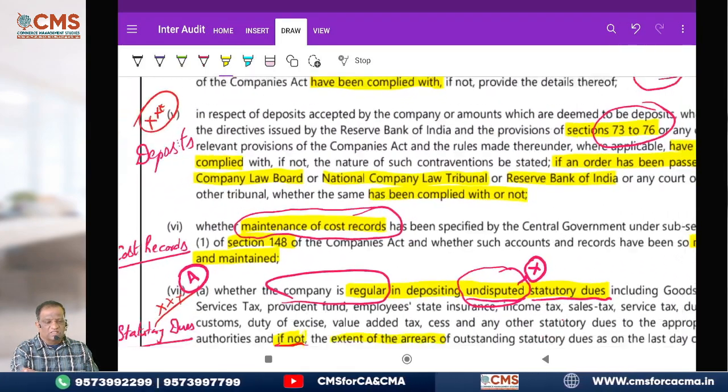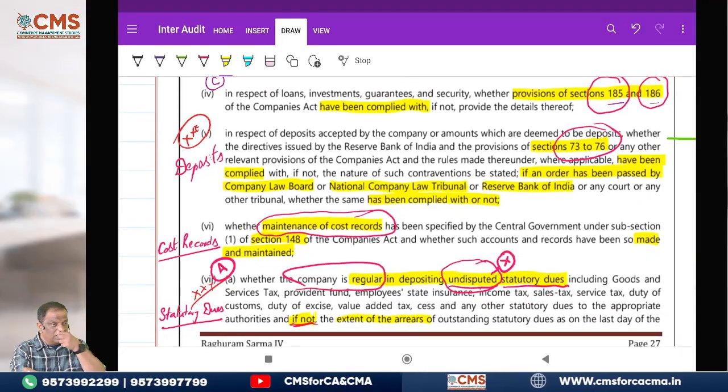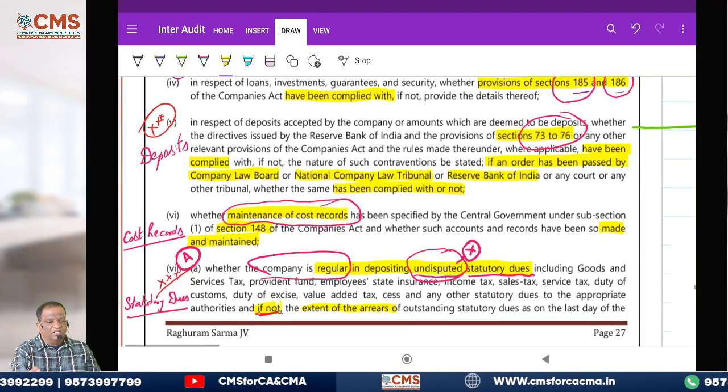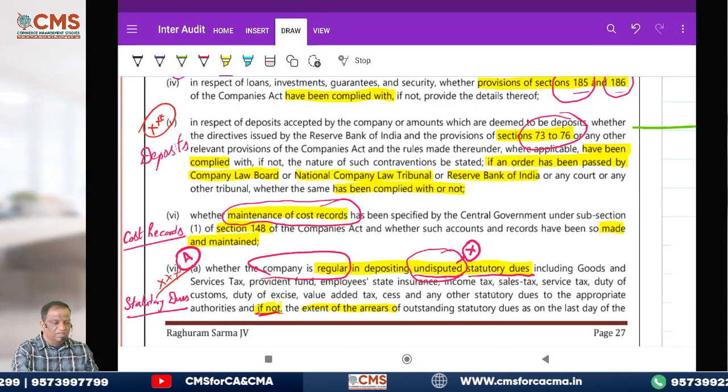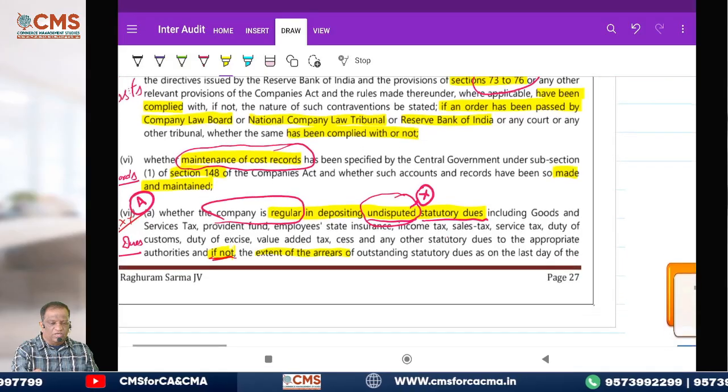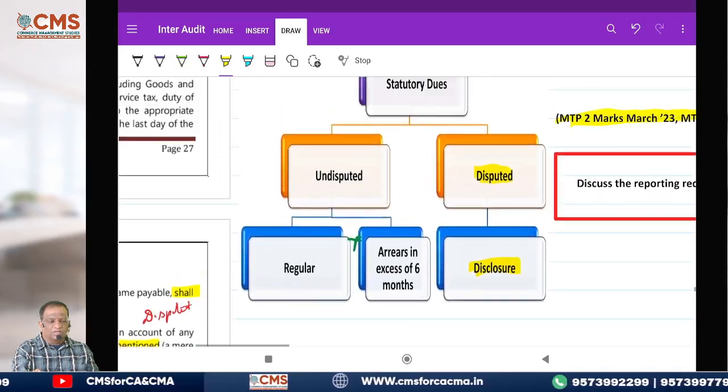Then 6, negligible, section 148, that is whether wherever cost records are required to be maintained, did they maintain them? So a negligible one. The 7th one is mandatory. It all talks about your statutory dues. So look at the summary.